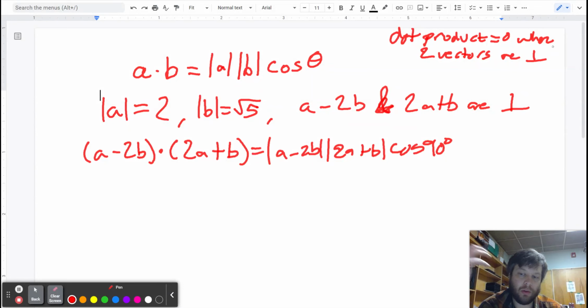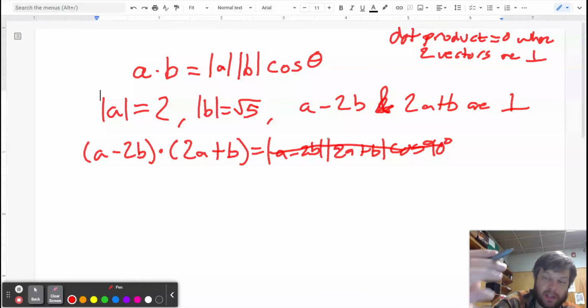If you ever hear the word perpendicular, you should think, oh, dot product's going to equal 0. That's a really key concept that's going to come in when we look at equations of planes and lots of other things. I just wanted to show you why rather than just stating it. This is because the cosine of 90 degrees is 0. So what I know is A minus 2B dot 2A plus B is equal to 0.